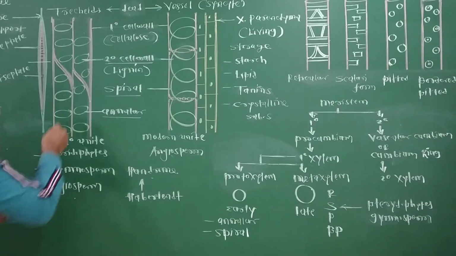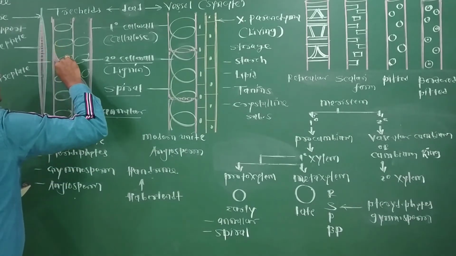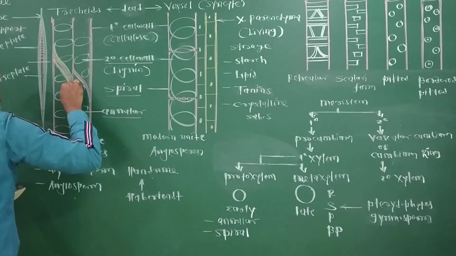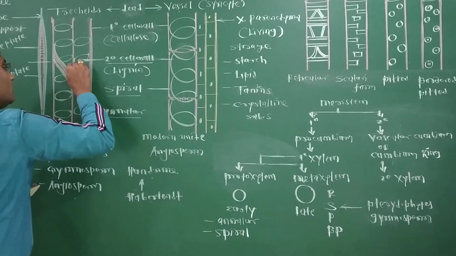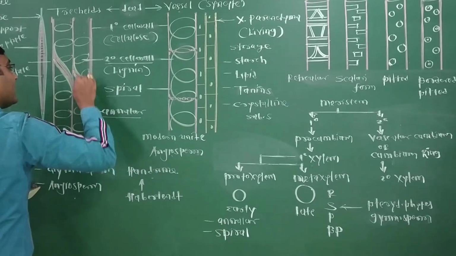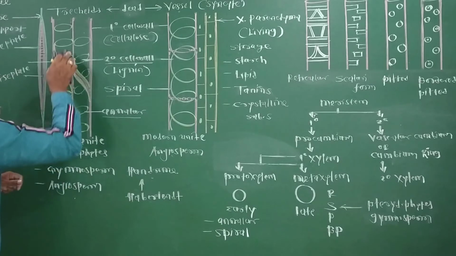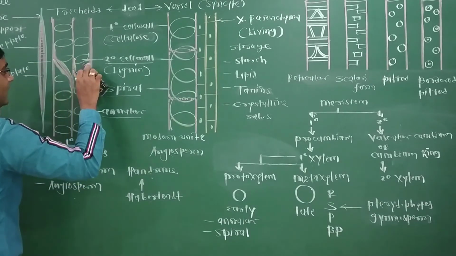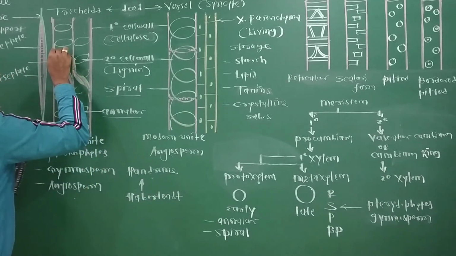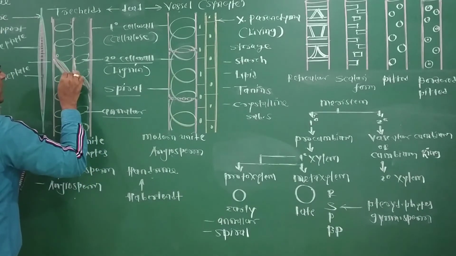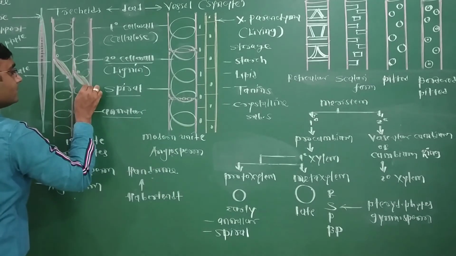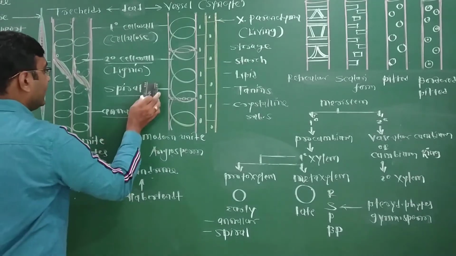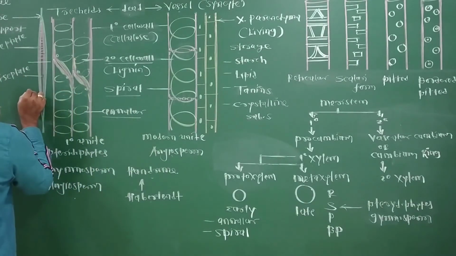So now we are drawing bordered pitted here. This is lignin thickening. And here we have to draw the bordered pitted pattern of thickening. This is pitted, pitted, pitted. Now introduce lignin centrally, so that is bordered pitted. Which type of thickening is this? This is bordered pitted.